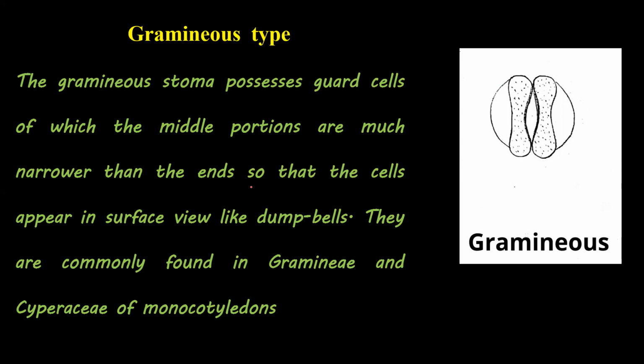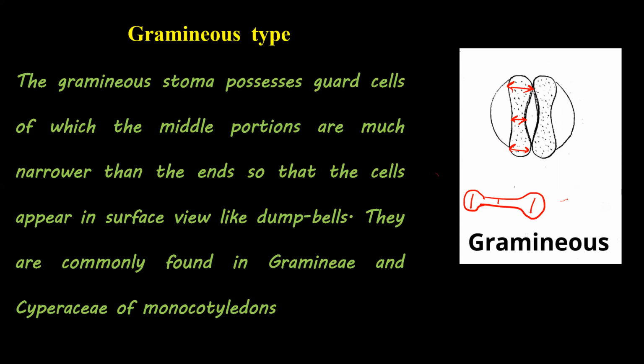What happens here? The guard cells are narrow in the middle for the most part and are bulky or wider at the ends. See, they are narrow over here and they are wider at the two sides, just like the shape of a dumbbell. No, it is narrow here and wider here. They are commonly found in Gramineae and Cyperaceae of monocotyledons.